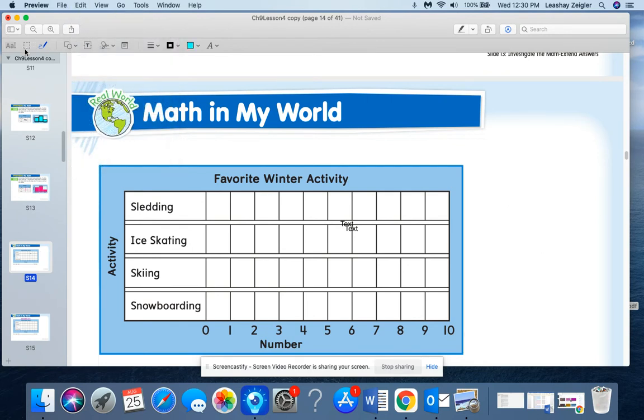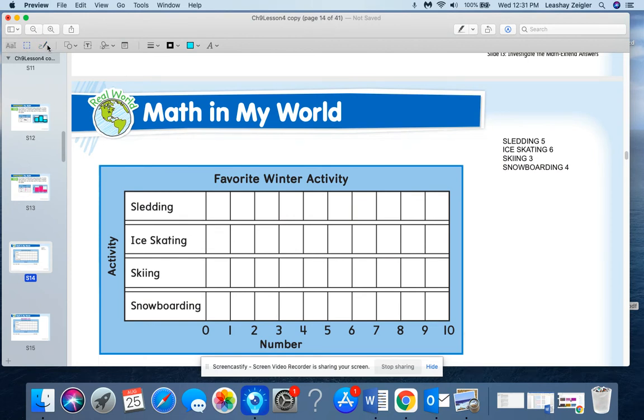Let me get rid of that silly thing. Okay. So let's add our data. So sledding, I have 5. Ice skating, I have 6. Skiing, I had, whoa, I can't spell today. Skiing, I had 3. And snowboarding, I had 4. So based on our data, we have to fill our chart in.